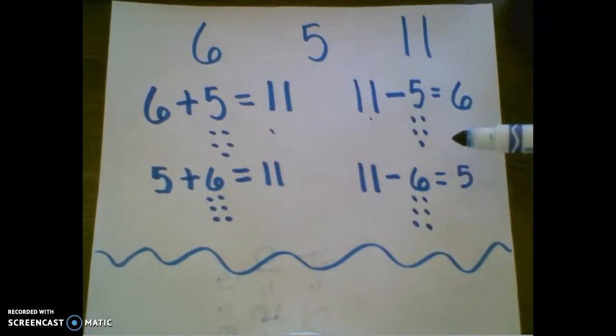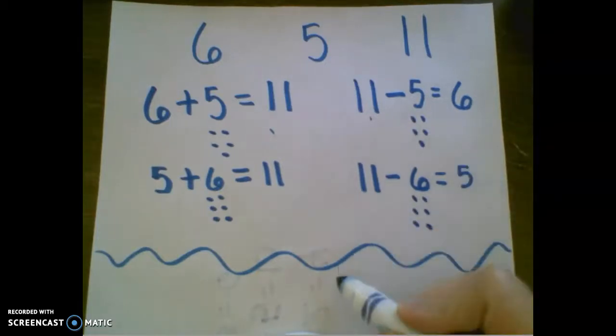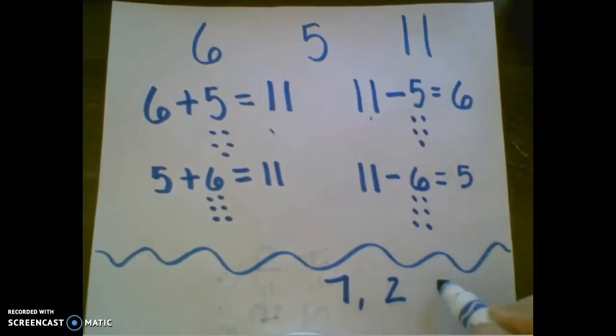So that is what you're going to be doing in your activity today as well. Your numbers, though, are going to be different than mine. So you're going to make equations using the numbers 7, 2, and 9. And you're going to make a fact family for that.